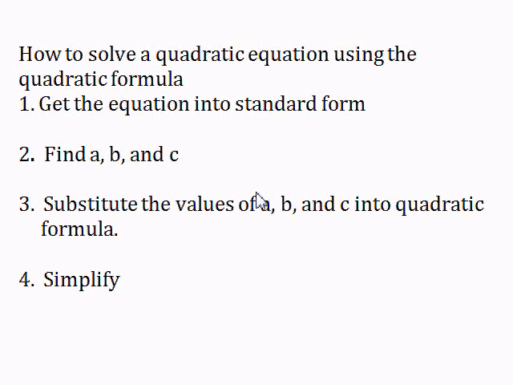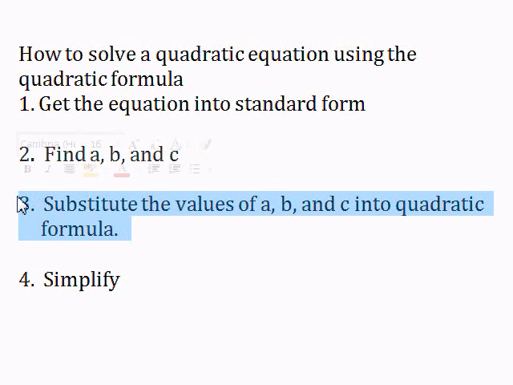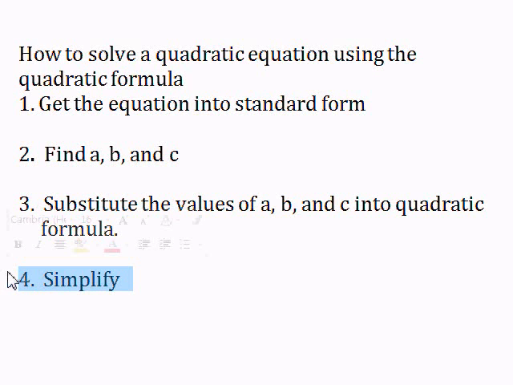So we've got some steps here on how to solve a quadratic equation using the quadratic formula. First thing we've got to do is get it in standard form because that's going to allow us to find the a, b, and c values. Once we know the a, b, and c values, we're going to substitute those values in for a, b, and c into the quadratic formula. Then we're going to simplify, and that will be our solution.